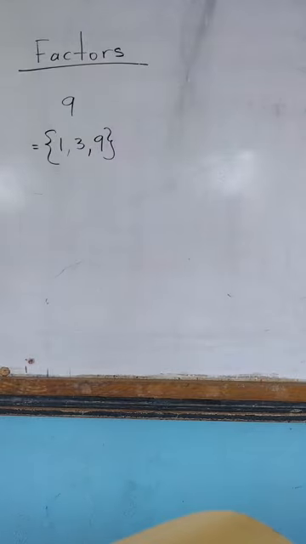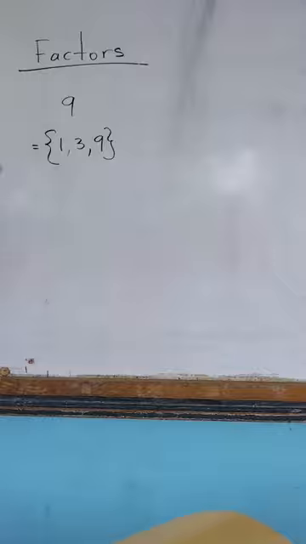Now, please note that the biggest factor of every number is the number itself. So if you want to check yourself to make sure that what you're writing makes sense, always remember that the biggest factor of the number is the number itself. And if we're looking at whole numbers only, then the smallest factor would be the number 1.